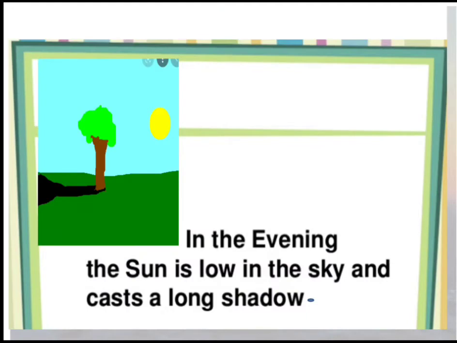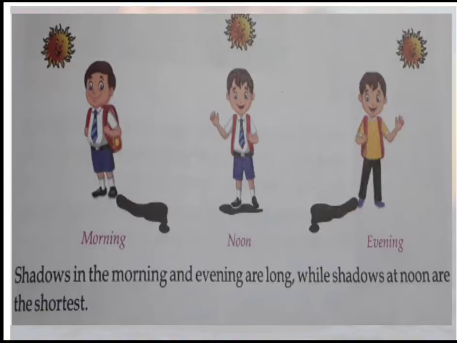Moving to the next topic, that is the evening. When the sun goes in the west direction in the evening and it is low in the sky, it again casts a long shadow. So we have come to the conclusion that in morning and in evening the shadows will always be long, and in afternoon the shadow will be the shortest. You can see here, shadows in the morning and evening are long, while shadows at noon are the shortest.